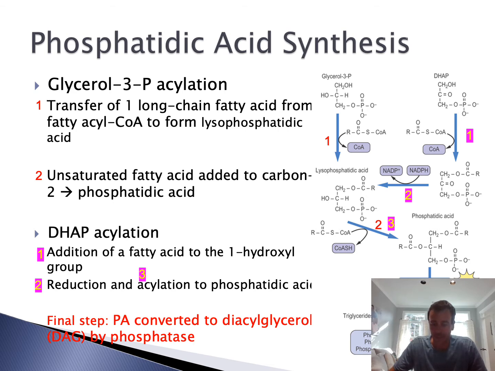You can also get to this route starting from dihydroxyacetone phosphate by adding an acyl group to the 1-hydroxyl position, and then you get a reduction and then an acylation to end up again with phosphatidic acid. And then from here, the final step, you can form diacylglycerol from phosphatidic acid by a phosphatase. Then off of that, you can form triacylglycerols, other kinds of phospholipids as well.